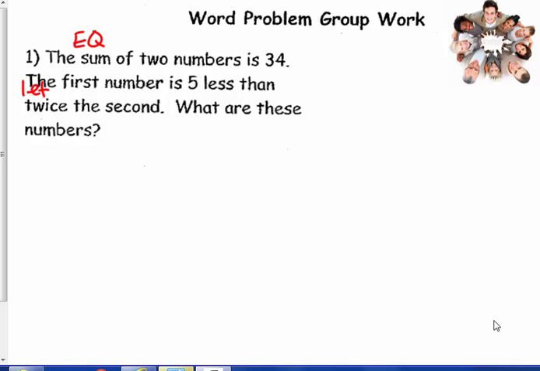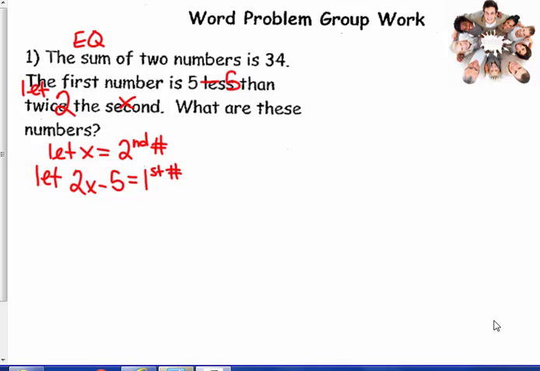So, the sum of 2 numbers is 34. The first number is 5 less than twice the second. What are these numbers? I'm going to use that as my let statements. The first number is 5 less than twice the second. I know something about the first number, but not the second. That's my x. So let x equal second number, and I'm going to use the hashtag symbol. The first number is 5 less than twice the second. 5 less than means minus 5. So the 2x comes first. Twice x minus 5. That's the first number.